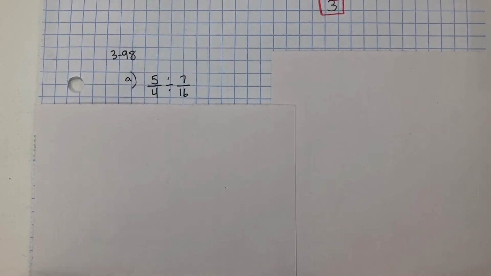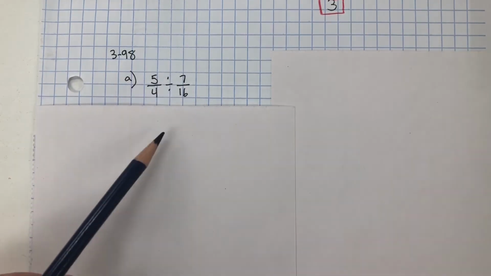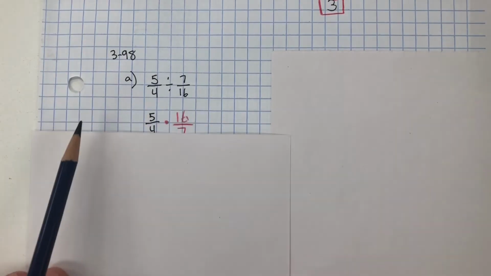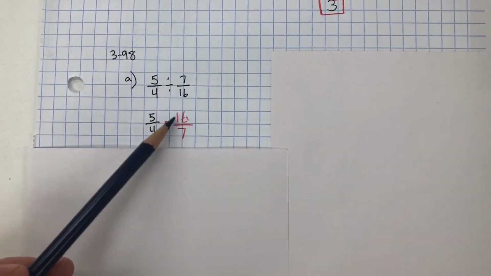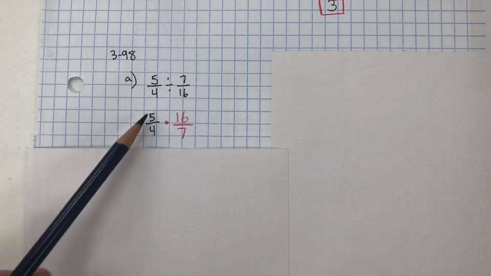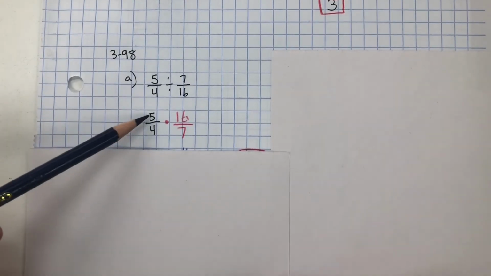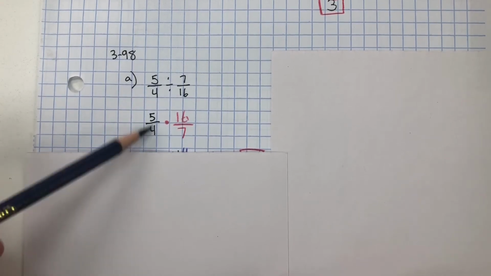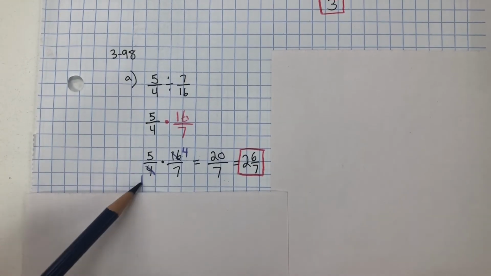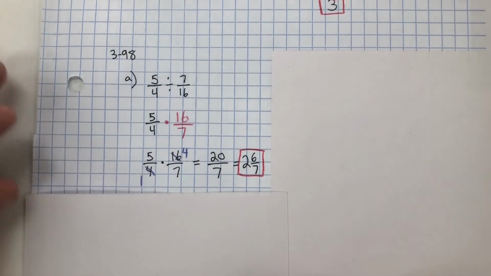In problem 398, we need to simplify each expression. We have 5/4 divided by 7/16. We need to take the reciprocal of the second term. 7/16 is 16/7. And now the operation is multiplication. You want to first look to see if you can simplify it by cross-canceling. So if we look at 4 and 16, we can divide both of those by 4. 4 divided by 4 is 1. 16 divided by 4 is 4.